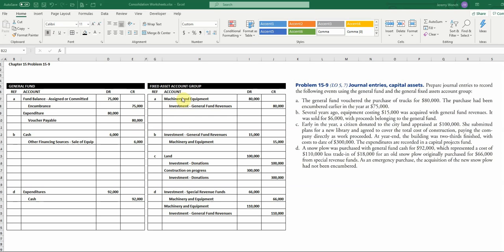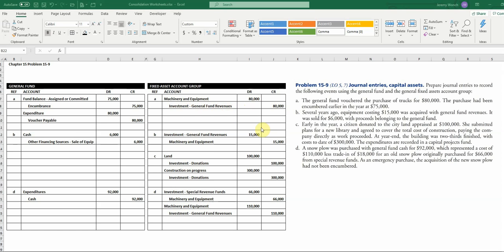So then we go over to the fixed asset fund, and that's where we book our $80,000 for machinery and equipment. Then we want to note, hey, how did that item get funded? The fixed asset fund was able to buy the equipment through funds from the general fund. So we credit investment in general fund revenues.